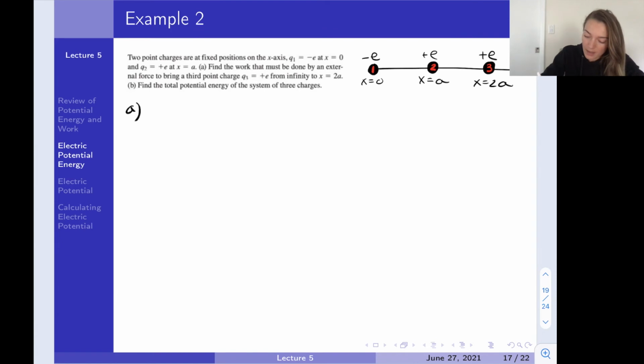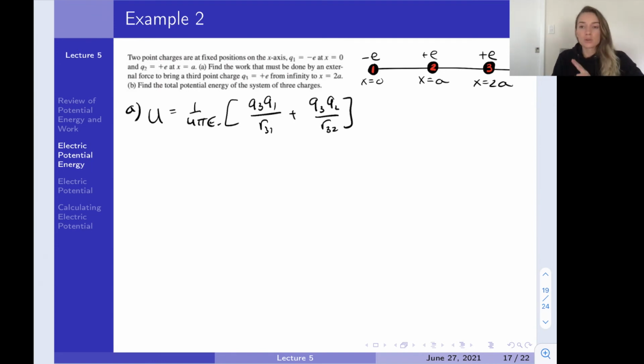Well, for part A, it would just be the potential energy of Q3 and Q1 and the distance between them, plus the potential energy between charge 3 and charge 2, and we have the distance between them there. So I'd only have two contributions because I'm only asking how much work I have to do to bring in a single charge against the electric field created by these two pre-existing charges. So we just have two contributions there.